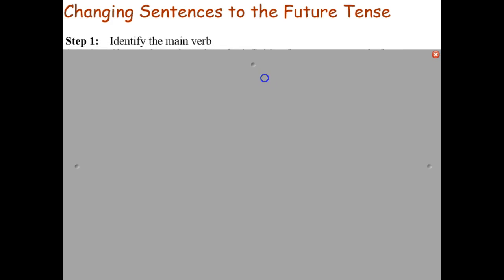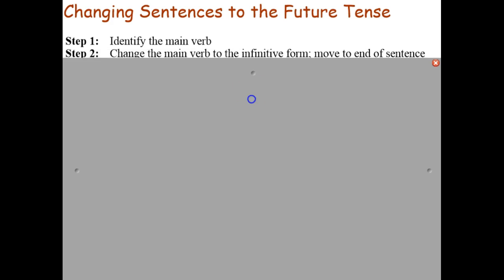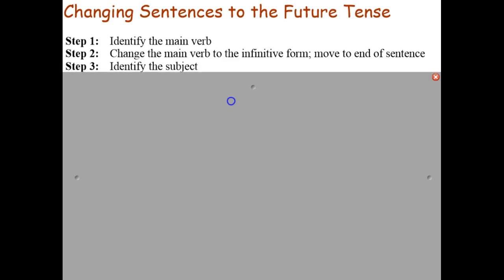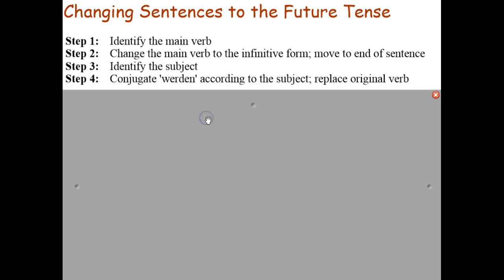One of the main things that you can do to become comfortable with the future tense is change sentences from the present tense to the future tense. Step 1 when doing this process is to identify the main verb in the sentence. Step 2 is to change the main verb to the infinitive form and move to the end of the sentence. Step 3 is to identify the subject. And step 4 is to conjugate werden according to the subject and replace the original verb.